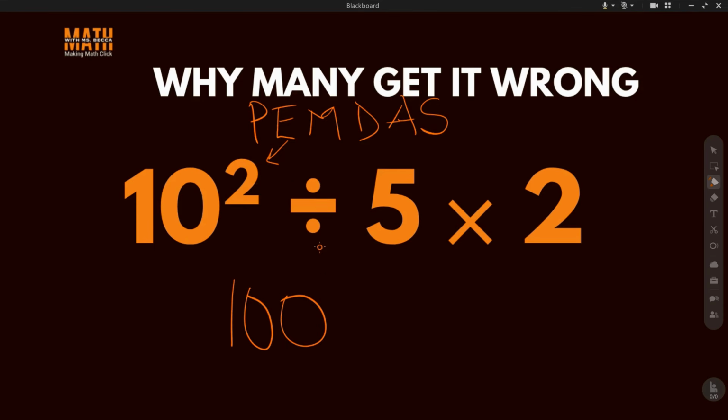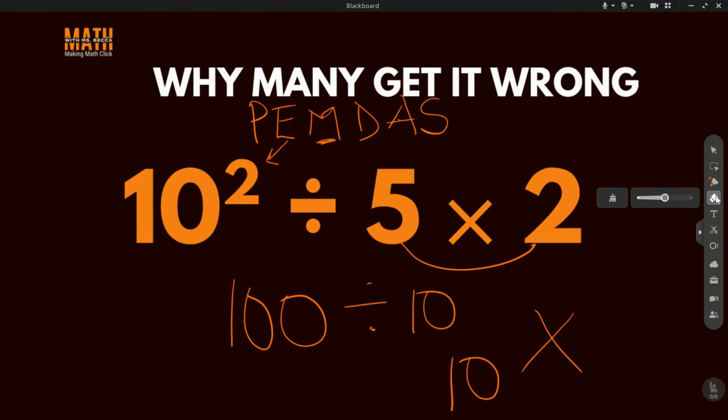Then they say 100 divided by 5 times 2. They solve multiplication next, and that is 10. And 100 divided by 10 gives 10. Unfortunately, this is wrong. So, what is the correct way to solve this?